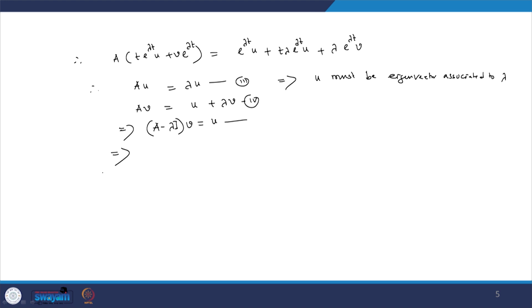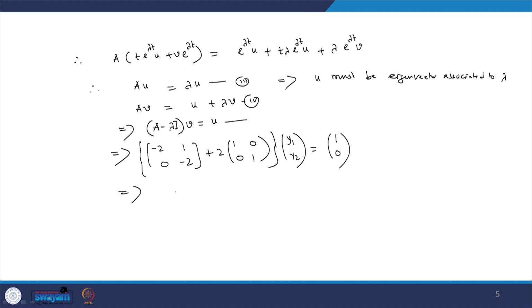So, this implies that A is known, that is the matrix (minus 2, 1; 0, minus 2), plus 2 into the identity (1, 0; 0, 1), this operating on v. See, let me consider v equal to (y1, y2), this vector, must be equal to u, already known as (1, 0). So, if you simplify it, I am getting (0, 1; 0, 0) into (y1, y2) equal to (1, 0). So, this implies y2 equal to 1.